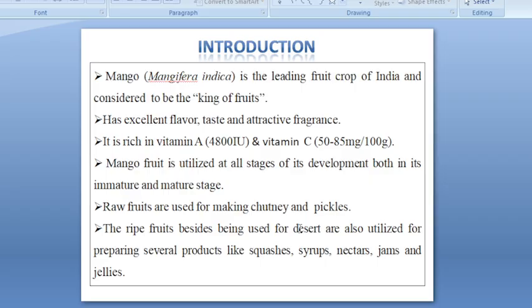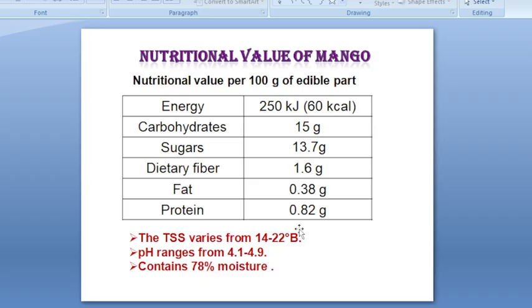It is highly valued for its flavor and also its spectacular aroma, and it is rich in vitamin A and vitamin C. We can use it in both ripe as well as unripe form for preparation of various kinds of value added products. This is the nutritional status of mango fruit for 100 gram.